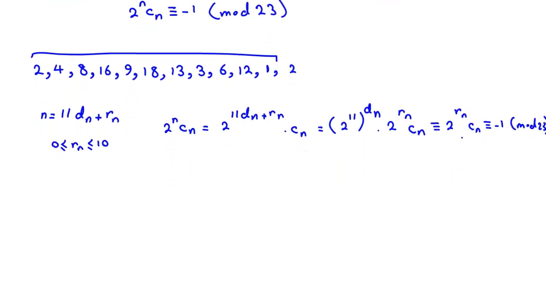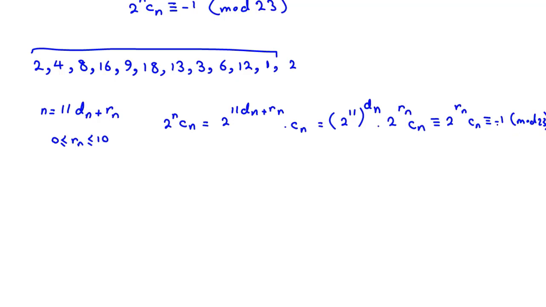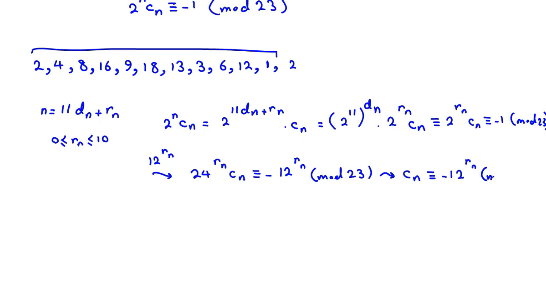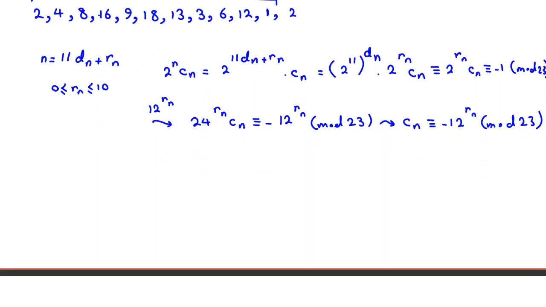Now, let's consider for each rn what Cn is. But we can do something. If we multiply both sides by 12 to the rn, the left side will be 24 to the rn Cn, and the right side will be negative 12 to the rn mod 23. Because 24 is 1, we can conclude Cn is congruent to negative 12 to the rn mod 23. Then we can calculate Cn for each rn. Now we should draw a table for rn and Cn.